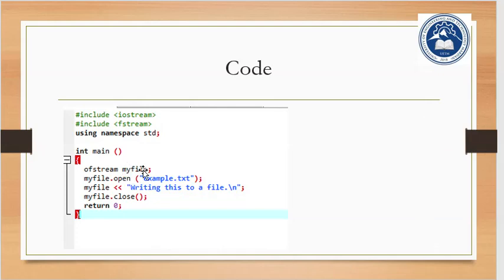This is just like we make an object with a class. So this is just like that, myfile, and then myfile dot open. So you can open any file. This will create a text file, and then myfile. So just like cout, you can write myfile and this operator, and this writes this to a file. So it will write this to a file, and then I have closed the file.